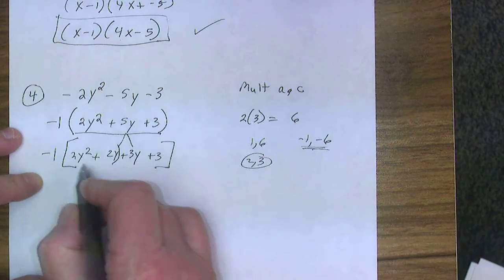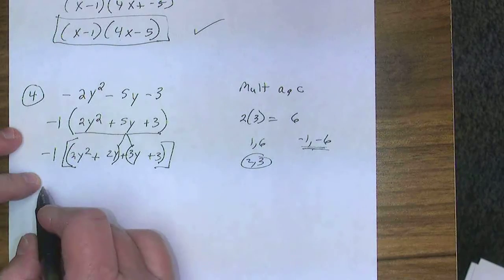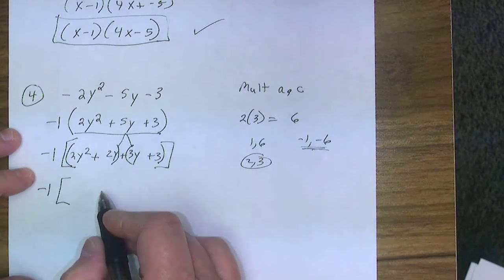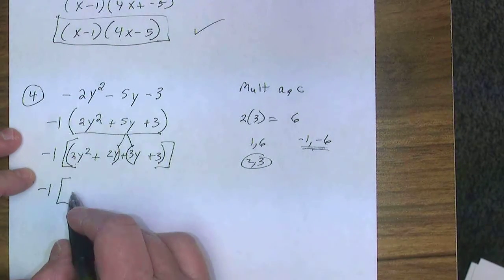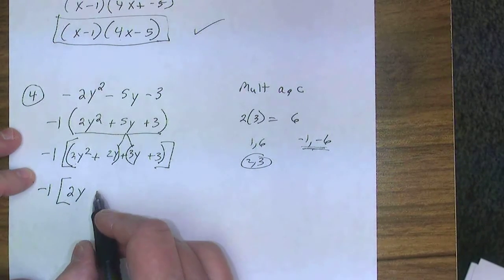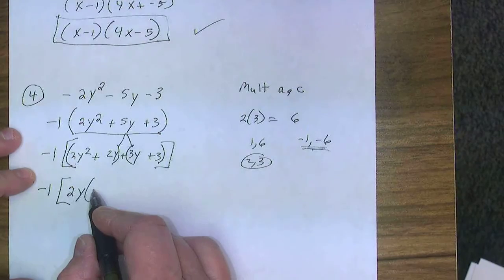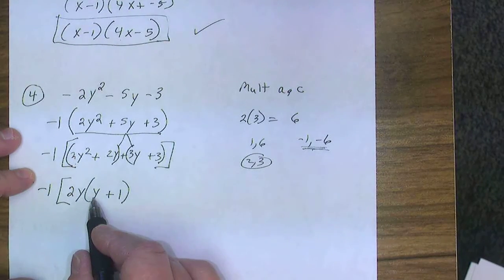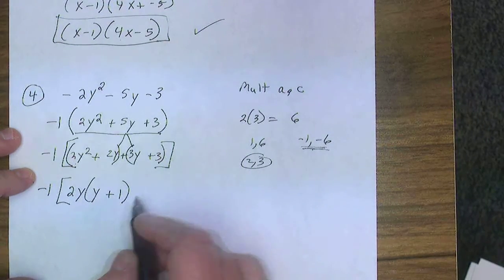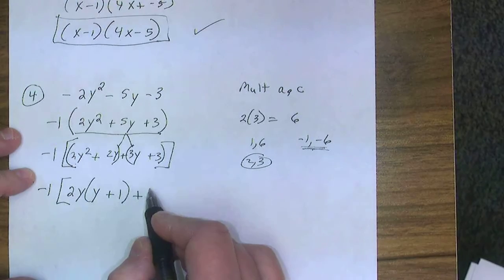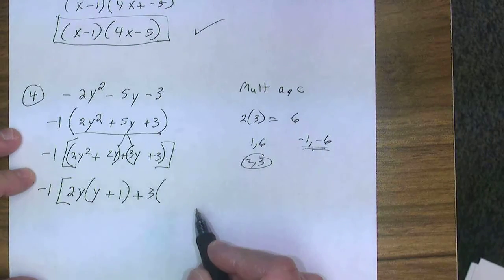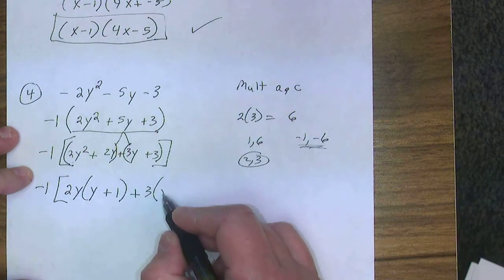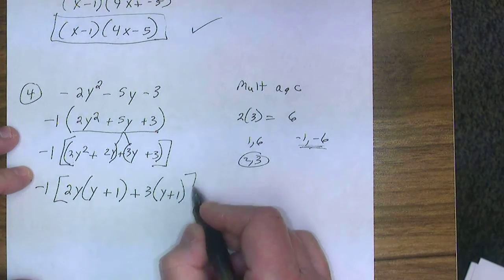I will pair these two together in each case. Don't forget the negative 1. In this pair, they share a 2y. I would be left with y plus 1. That gives me 2y squared plus 2y. In the second pair, there is a 3 of common factor, y plus 1.